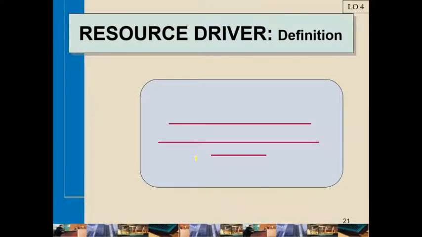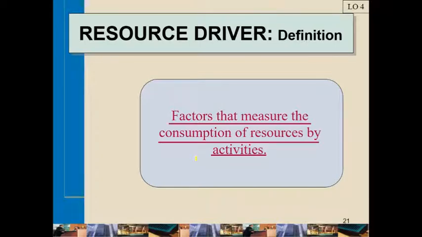Now, when you say resource driver, or katong pinakalasan nga question, diba? It talks about identifying resource drivers. So, this refers to factors that measure the consumption of resources by your activities. So, mao na siya ang resource driver.